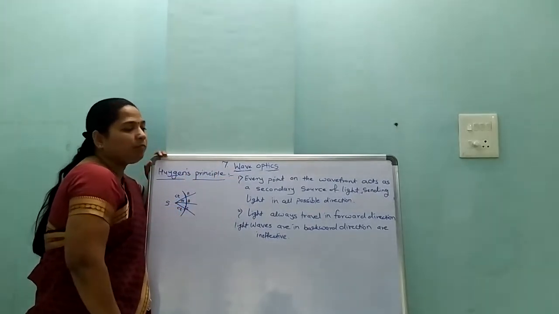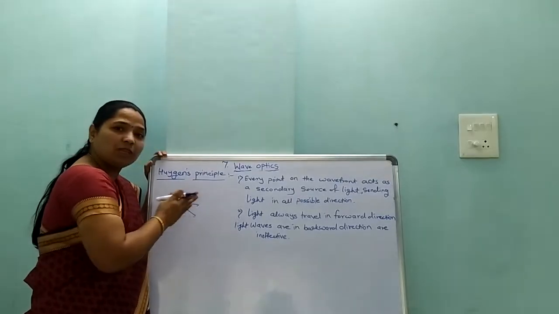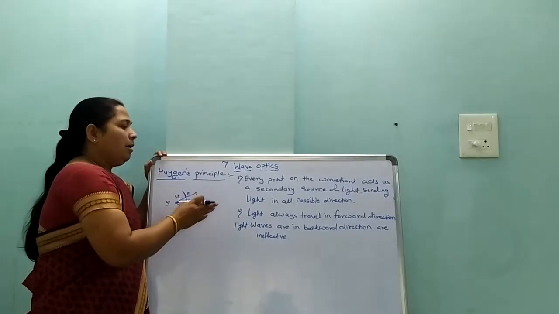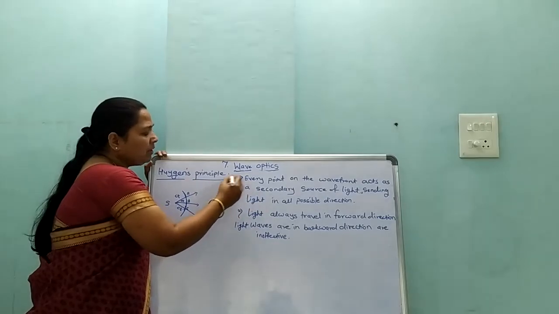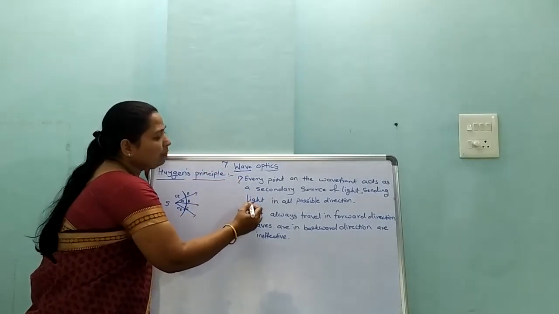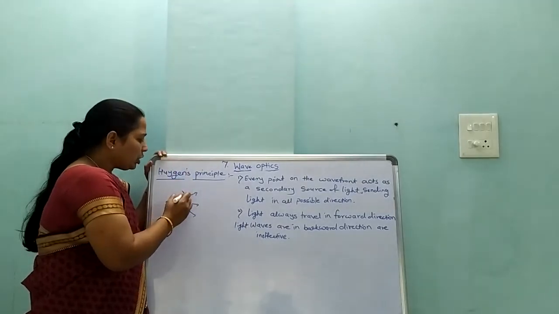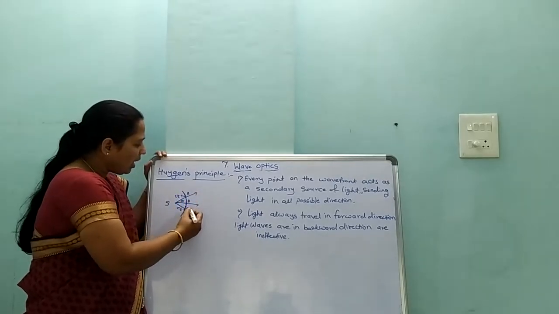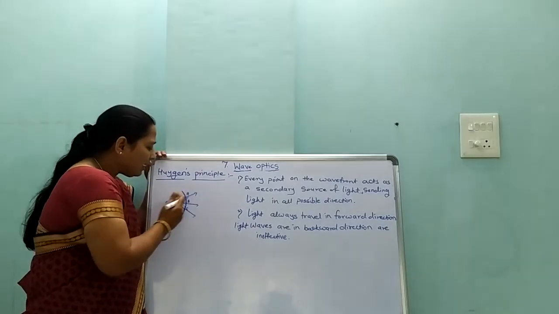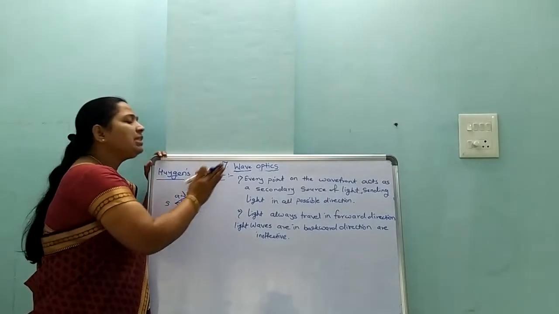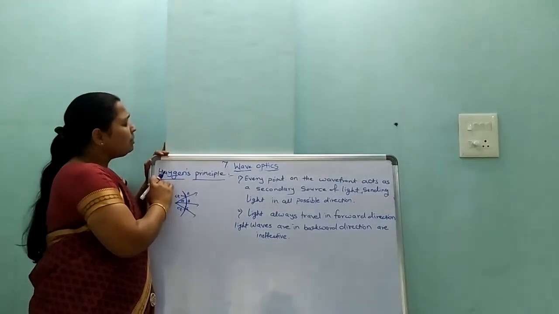The second assumption of Huygens' principle is that light always travels in the forward direction. The first statement says light is sent in all possible directions, but the light sent backward from points A, B, C is ineffective. Therefore, light always travels in the forward direction. These are the two assumptions of Huygens' principle.